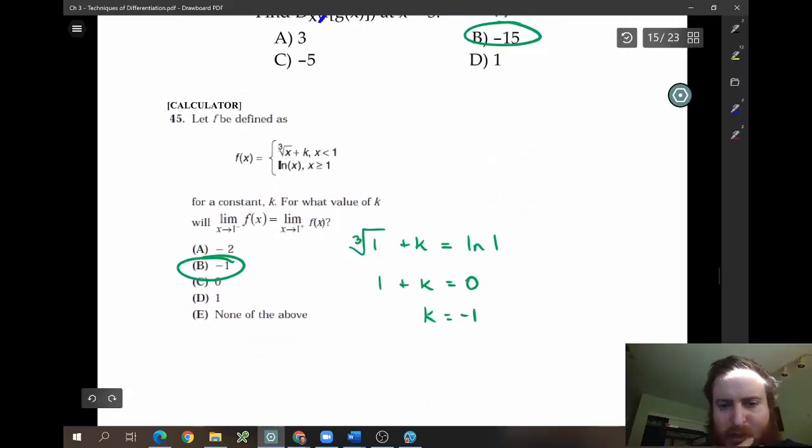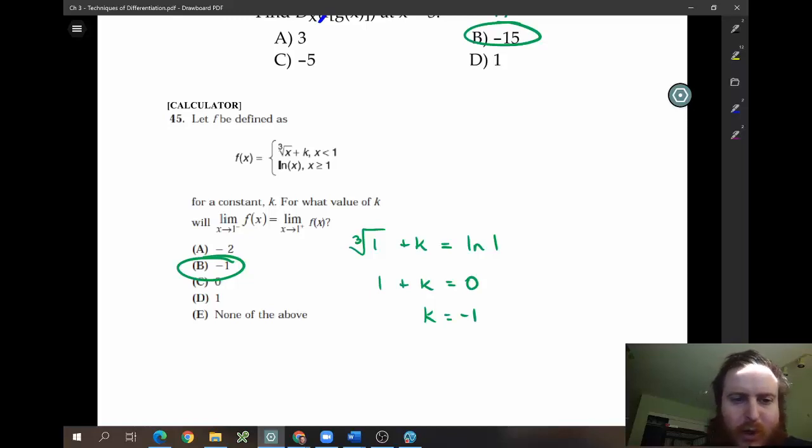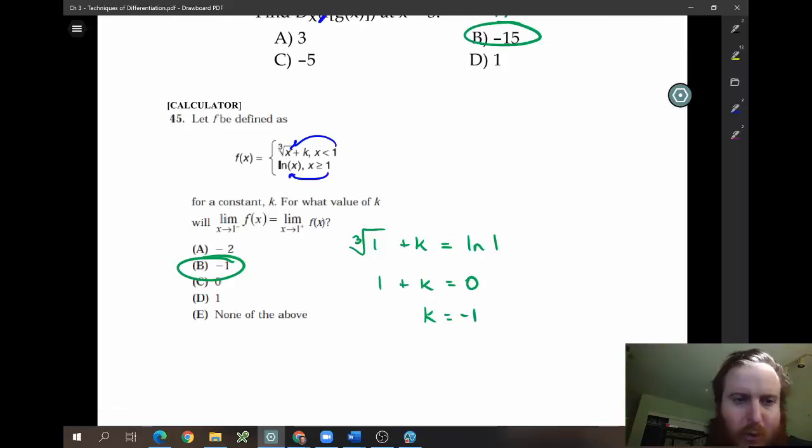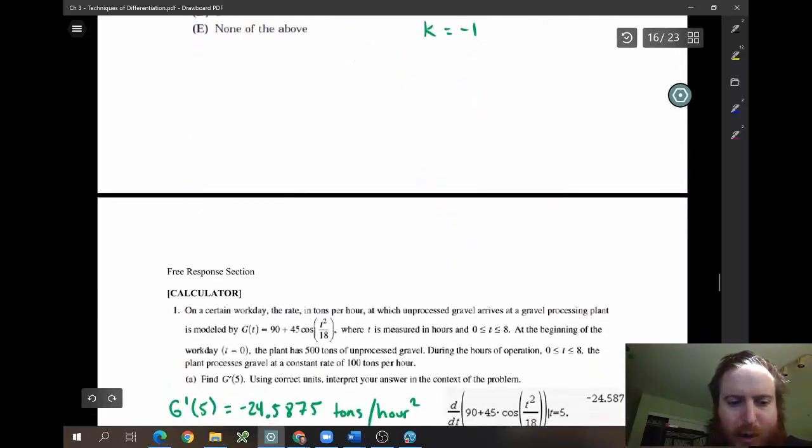Okay, and then this one says calculator. You could have used your calculator to solve it, but I did it by hand. If you needed to type ln of 1 into your calculator, you would have gotten 0. So we just plug in 1, and we set them equal to each other. Cube root of 1 is 1, plus k equals ln of 1, which is 0. So k equals negative 1. Again, you could have used your calculator. I did it by hand.